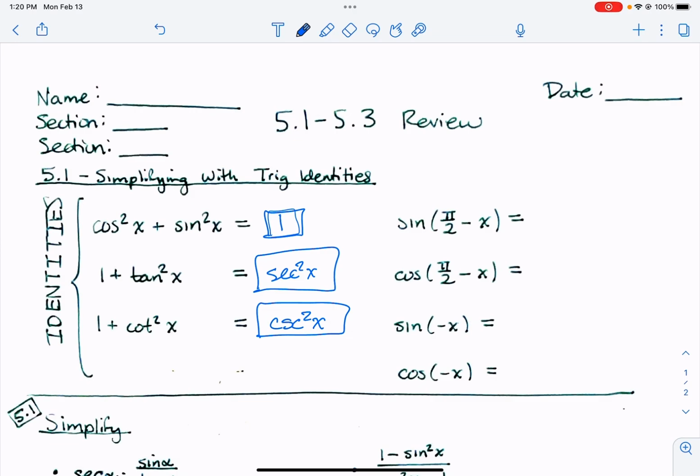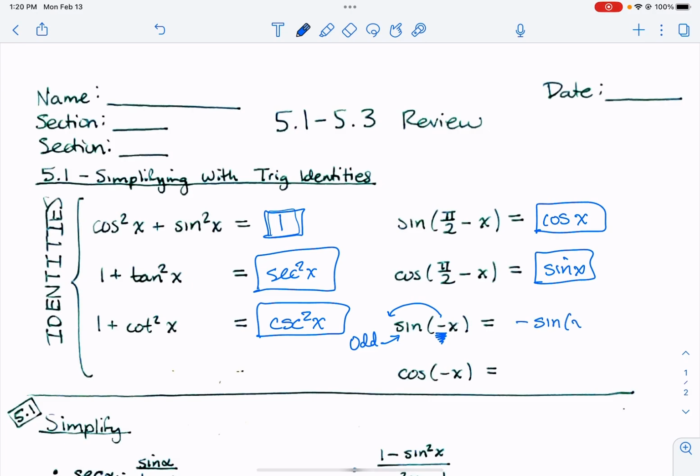We said that sine of pi over 2 minus x is the same thing as cosine of x. Sometimes you don't see it written with the parentheses, that's fine. Cosine of pi over 2 minus x is your sine of x. We also mentioned that sine is what we call an odd function, which means this negative can essentially just move out in front of the function. You're not allowed to do that with everything, but only with odd functions. So sine is an odd function because it has that property.